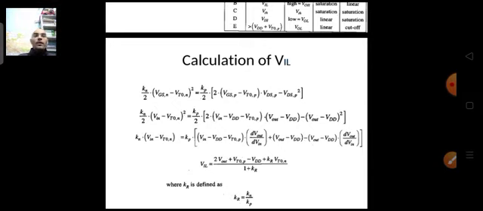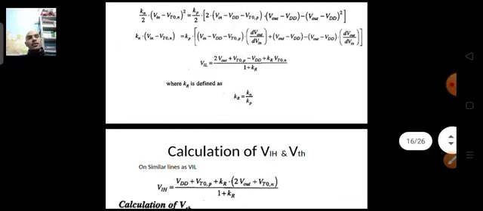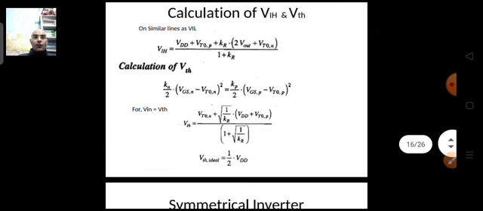Then you can solve this, and after solving you will get the equation in terms of VIH and the other parameters. You can try this equation on your own, and if you have any doubt you can either ask me or refer to the book as well. This is a very simple equation, but I have just told you the method, and then you can try it yourself.